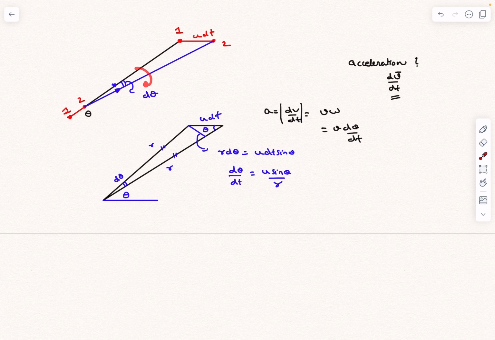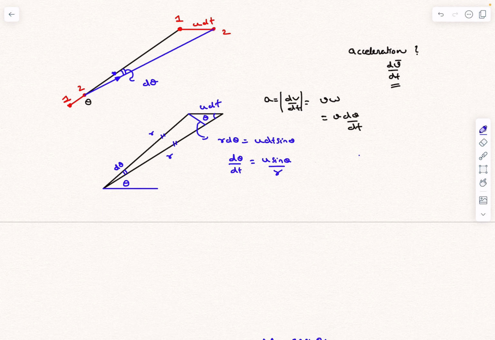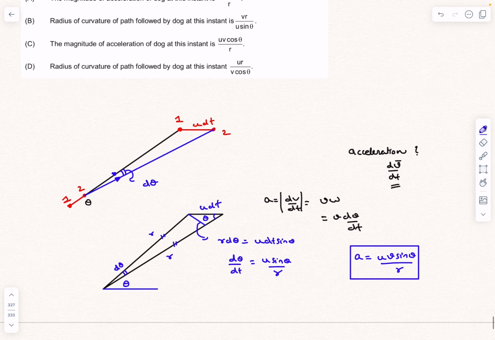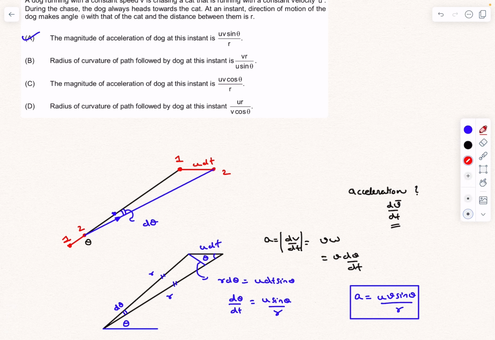The omega is in the clockwise sense, so it's reducing theta, but it doesn't matter. We can ignore the sign because we're talking about the magnitude. So the magnitude of acceleration will come out with the product of these two, which is u v sine theta divided by r. So this will be the answer to the acceleration. So basically at some instant the velocity vector of the dog was in this direction. So the acceleration vector dv will act perpendicular to the velocity vector, and in a time dt it will change its direction by an angle of d theta.